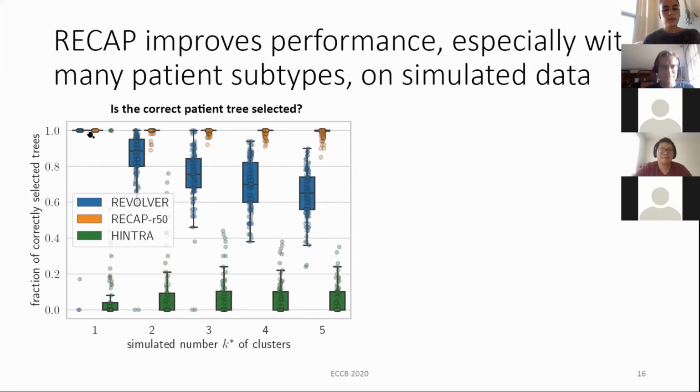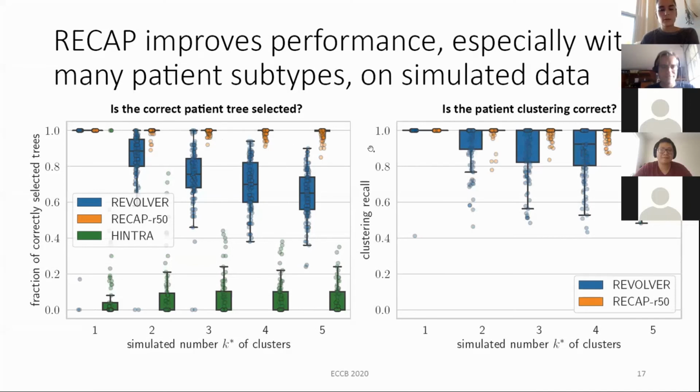And then the trend that we notice is that as the number of subtypes increases, some of the other methods deteriorate in performance or perform less well overall compared to our approach of recap, which is here in orange. And we looked at a number of ways of evaluating accuracy. So here's looking at the clustering component, and we notice similar trends. And here Hintra is not included because they don't have a clustering component to their algorithm. They just identify patient trees. But again, as the number of subtypes increases, we see that our performance remains relatively high.